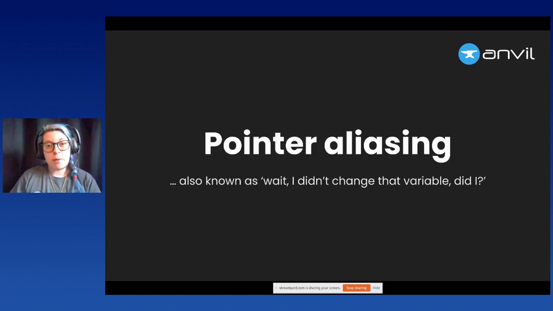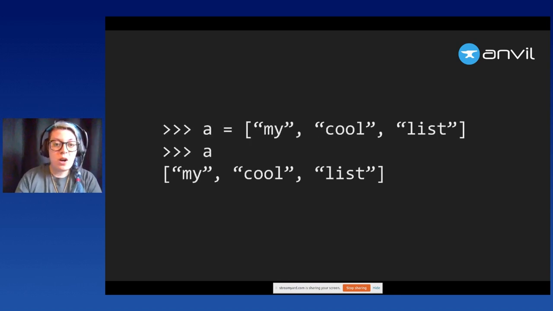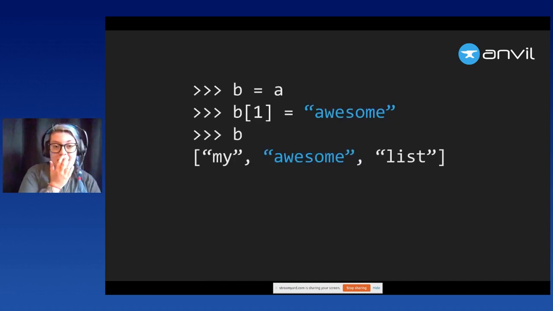Where you'll see this come up really often is in pointer aliasing. This is something that trips people up a lot when they're new to Python, which is also known as that phenomenon where something changes, but you aren't sure how, like you've changed a variable without realizing that you did it. So we'll see an example here. I've got a list and I've called it A, and I've just set that up in the namespace there. And what we're going to do is set B equal to A, and then edit that list by accessing it through the name of B.